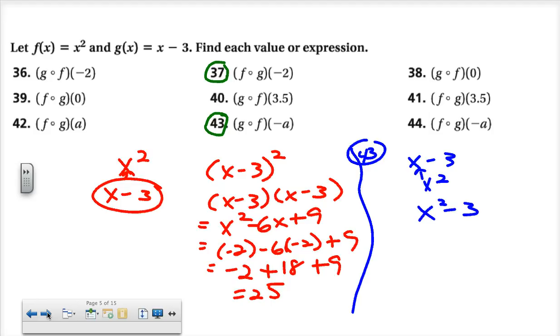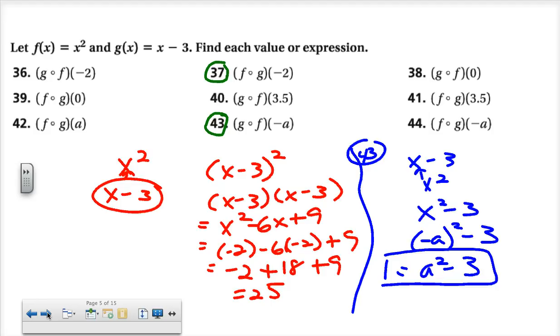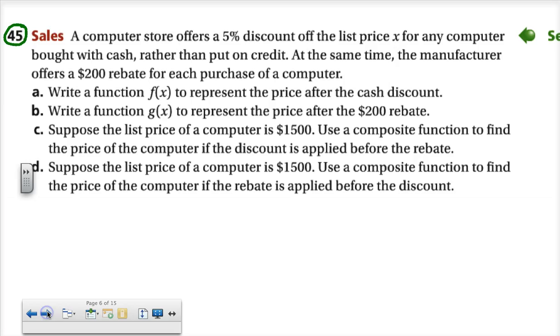And now they want me to put a -a into this formula. Well, a negative a squared is just going to be positive, so this will be a squared minus 3, and that will be my final answer. So at that time, not a numerical value that we're evaluating for, but just another variable to see if we can handle using those inside our composition formulas.